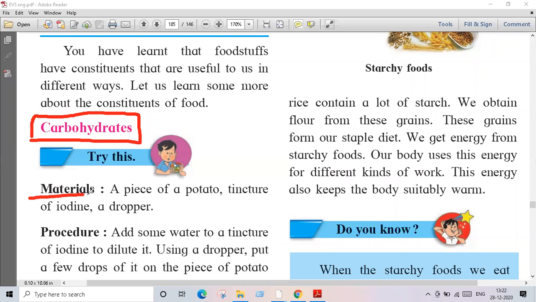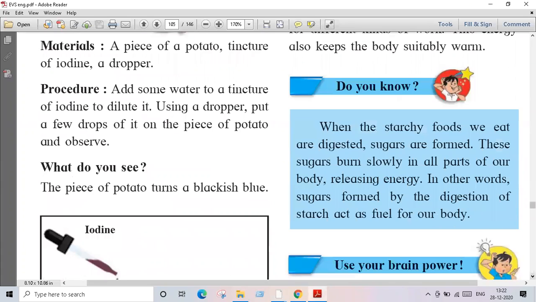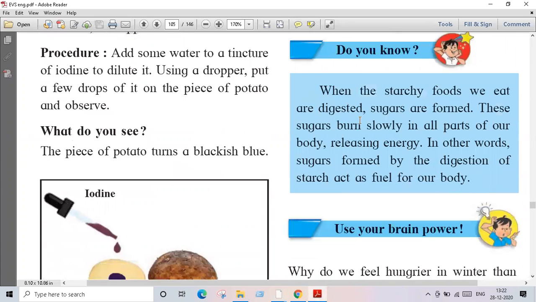सो तुम्हाला काय दिलंय? अ पीस ऑफ पोटॅटो घ्यायचा, बटाटा घ्यायचा आहे. Tincture of iodine and a dropper. It is a kind of experiment. You can do it. Now काय दिलं तुम्हाला? Add some water to a tincture of iodine to dilute it, and after that using a dropper, put a few drops of it on the piece of potato and observe.